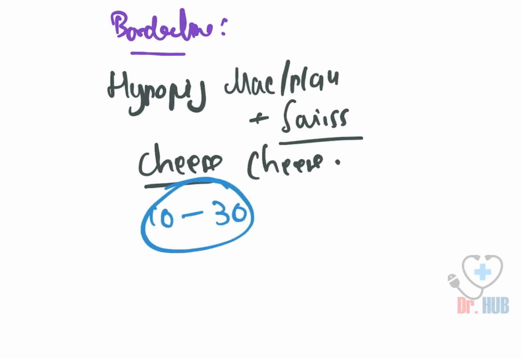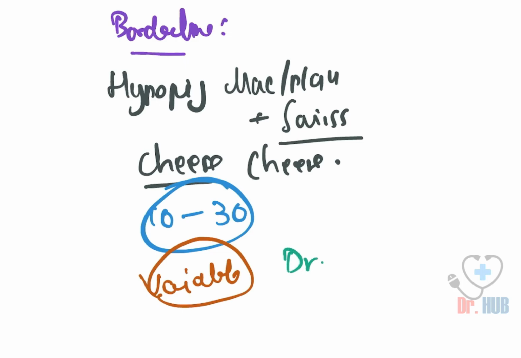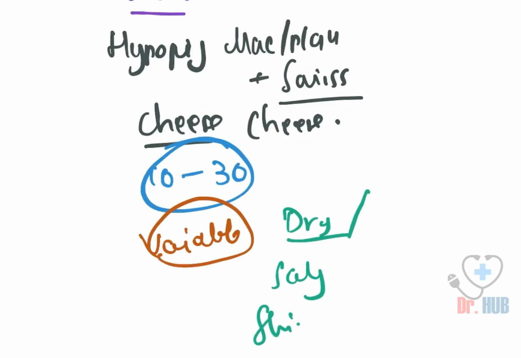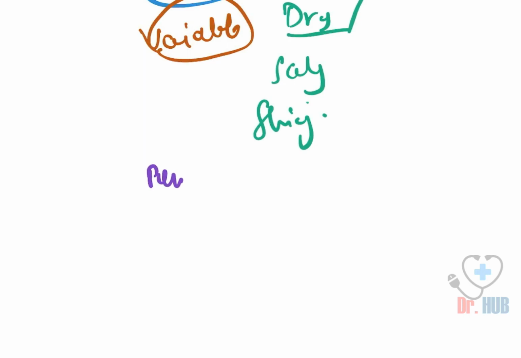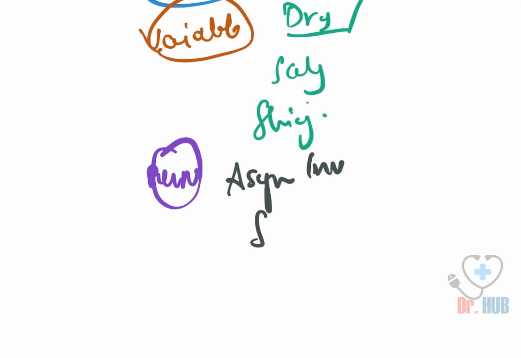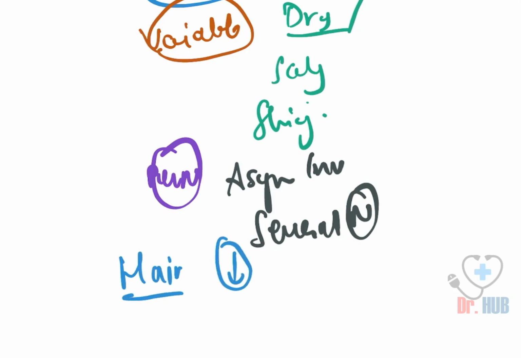Looking at the size of the lesion, it is variable. It appears dry and scaly. This is the surface, and it is slightly shiny as well. The peripheral nerves show asymmetric involvement of several nerves. Then we move on to the hair, which is diminished.